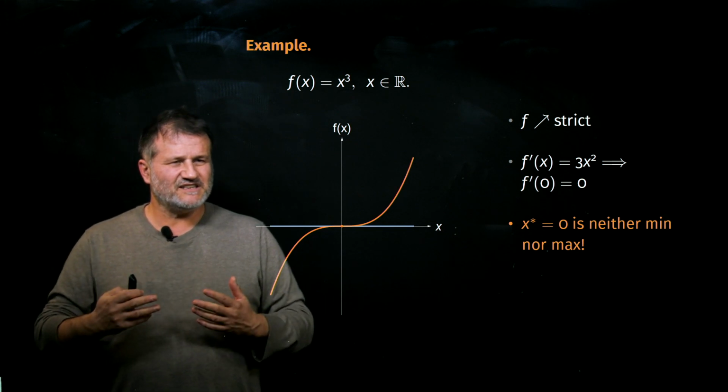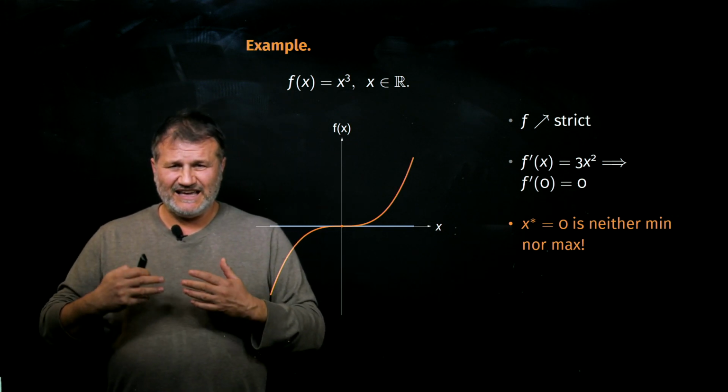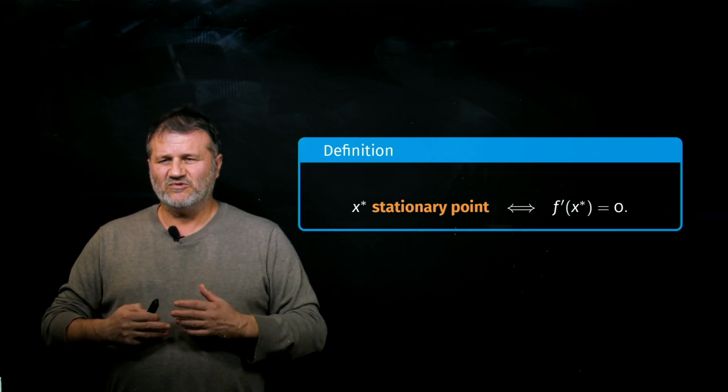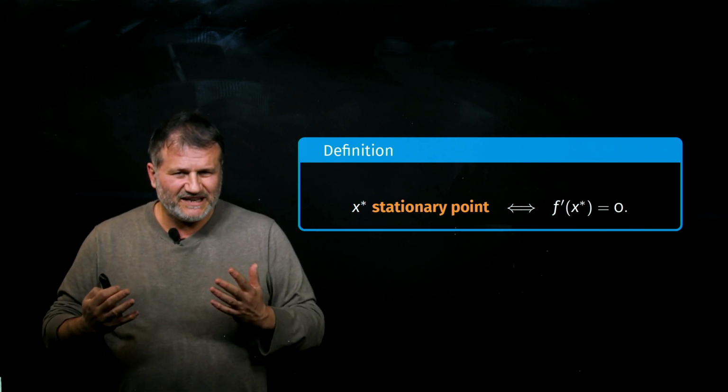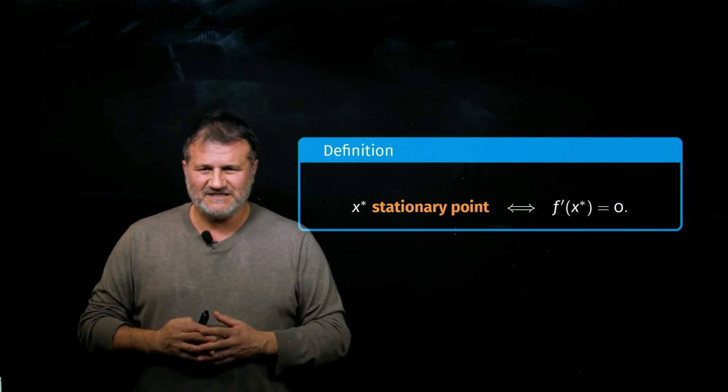Now, because of this, points where the derivative is equal to 0 are called stationary points. So we give them a special name because they are not necessarily a minimum or maximum point.